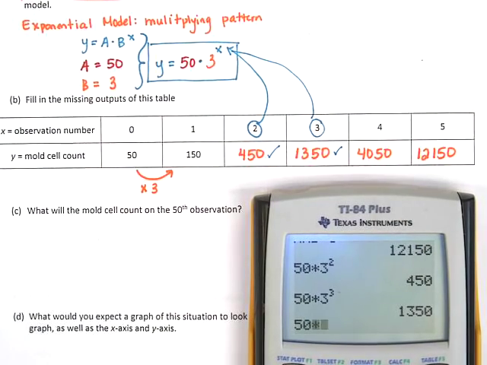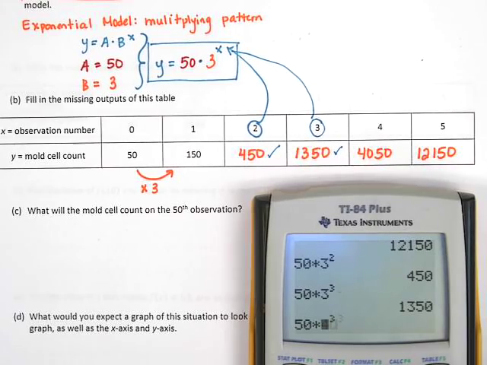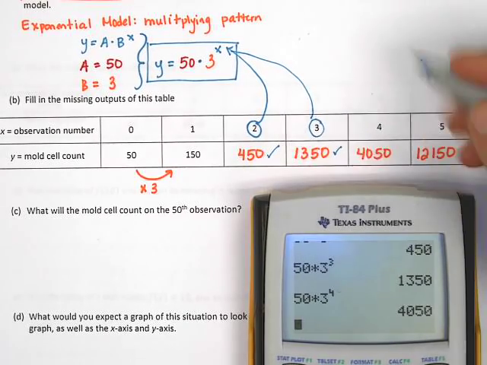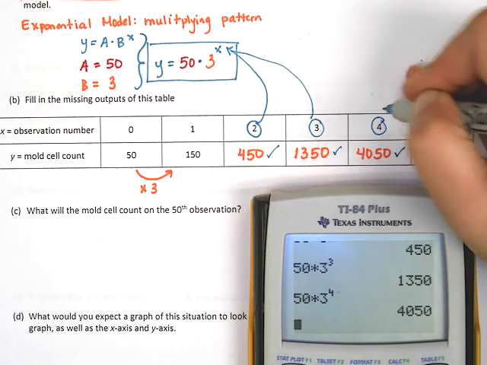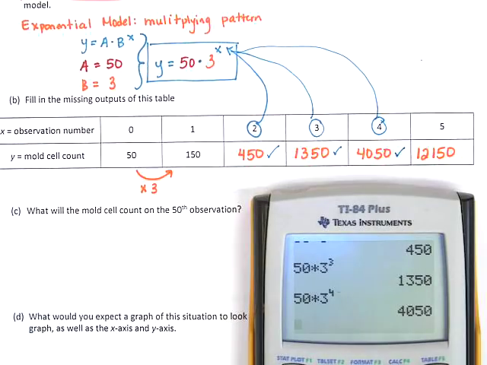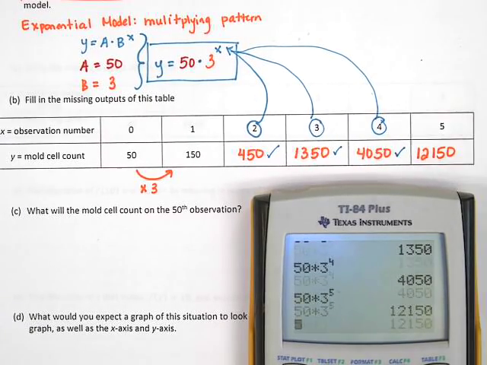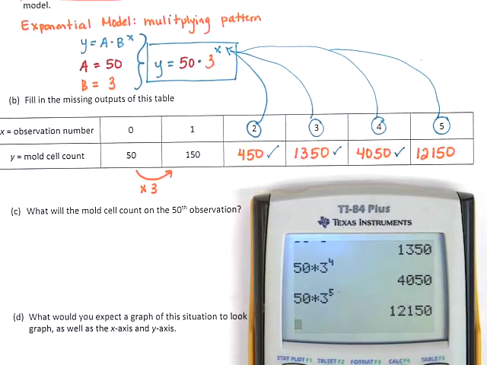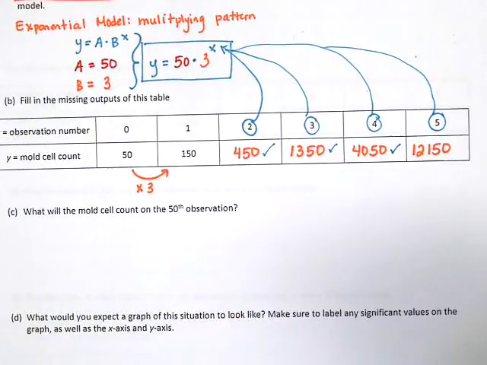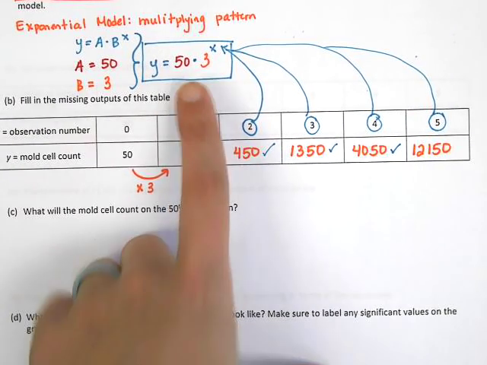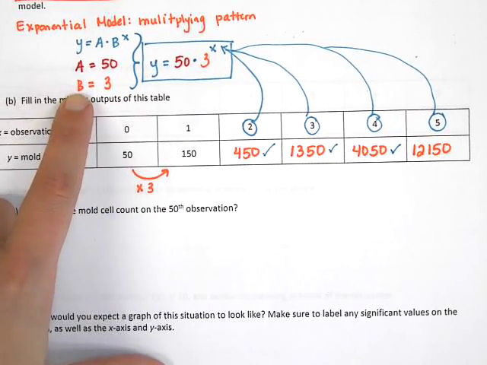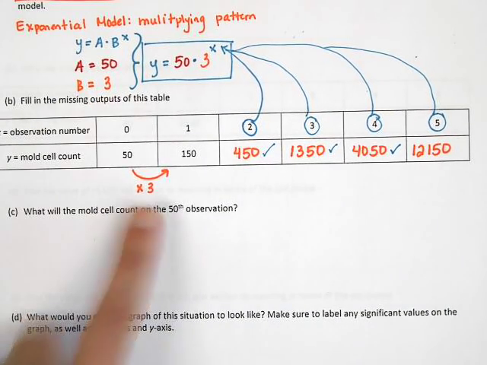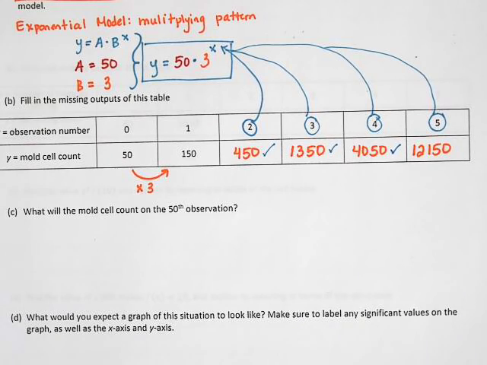If I do 50 times 3 to the fourth power, I get 4050, which confirms this was the right number for my table. And lastly, if I do 50 times 3 to the fifth power, I get 12,150, which confirms that that was the right value for my table. So what I want you to see is the connection between the equation we wrote and the table, as well as the connection between the pattern we found and the table. We can fill in this table either way. It also provides us with a great way to check our answer.